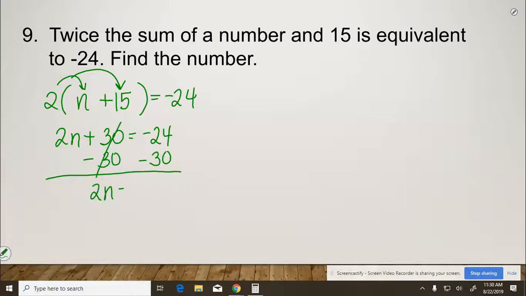Bring down the 2n equals. We have same sign, so we find the sum, keep the sign. Negative 24 and negative 30 is negative 54. Divide by 2, and n equals negative 27. I know that because 2 goes into 5 twice. That's 4, so there's 1 left over. And 2 goes into 14 7 times. Final answer.